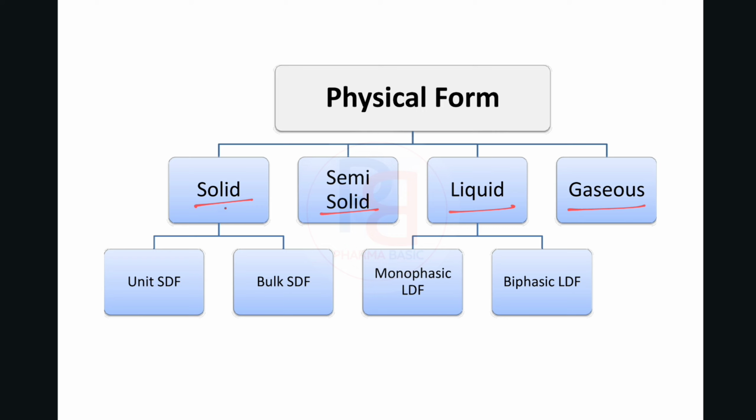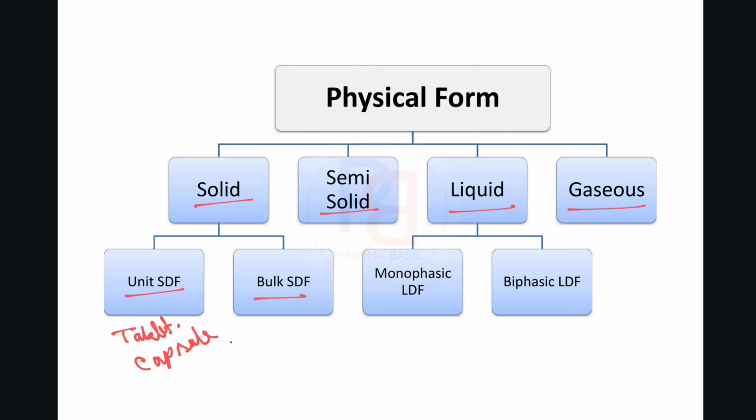The solid dosage form is again divided into two. The first one is the unit solid dosage form. The second one is the bulk solid dosage form. Unit solid dosage forms are unit in size, and we take one or two units at a time. For example, tablet, capsule, etc.